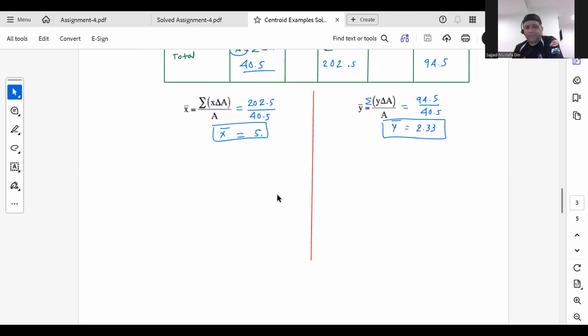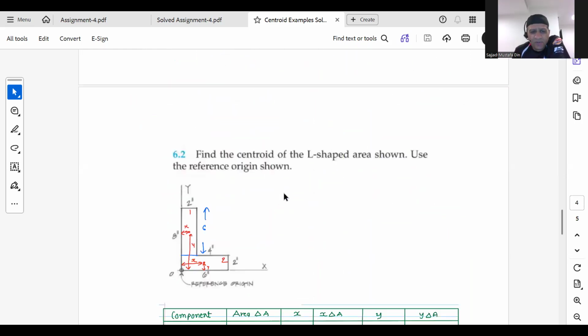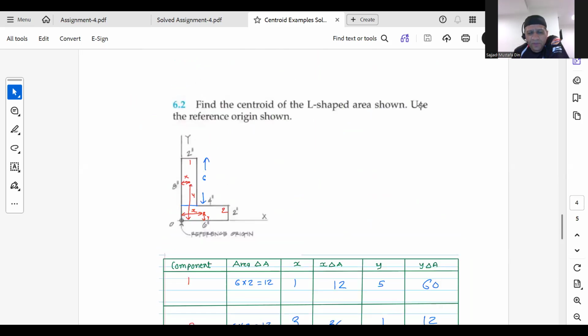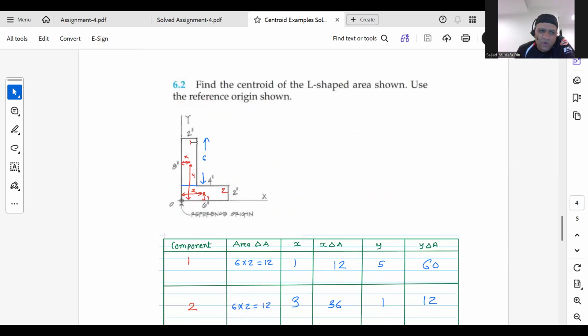Okay. Let's take a look at another example here. So if you've got an L-shaped structure using the reference origin, and in this case, you know what the centroid is because of the shape. It's a lot simpler. So component 1, we'll call this component 1, this one over here. And we'll call this component 2.